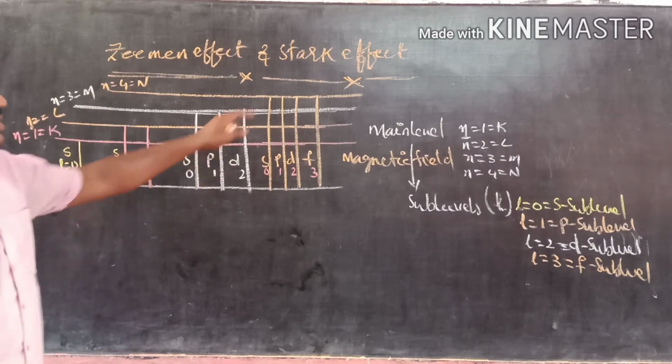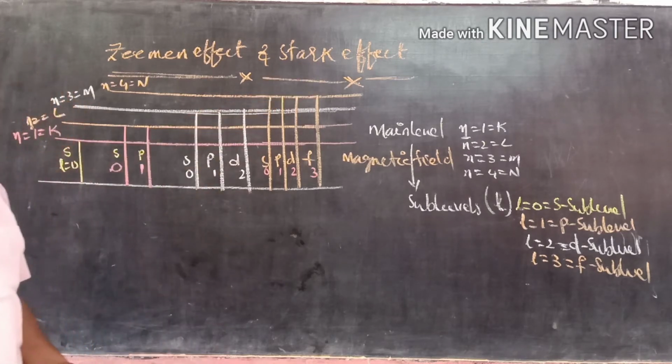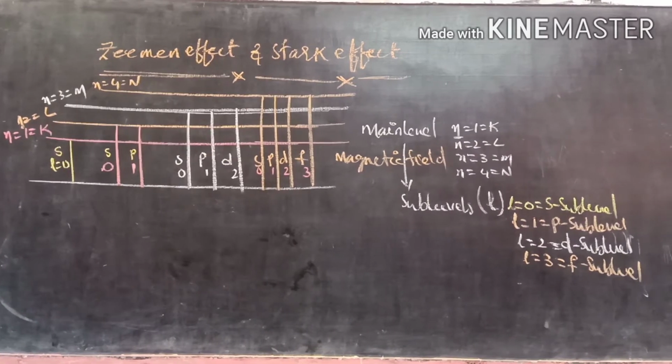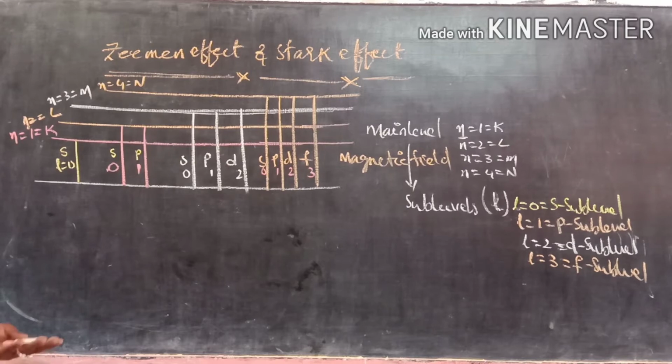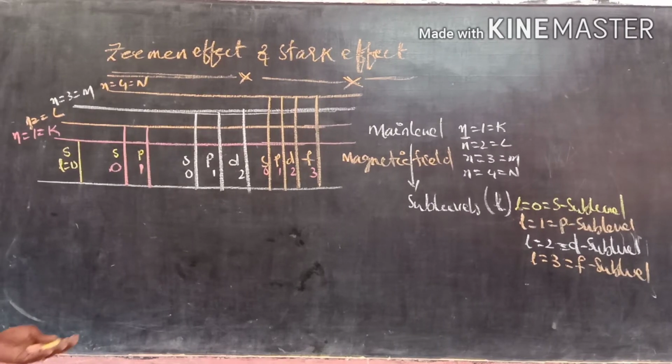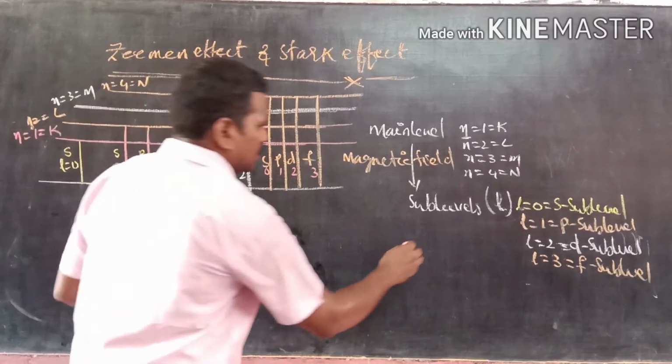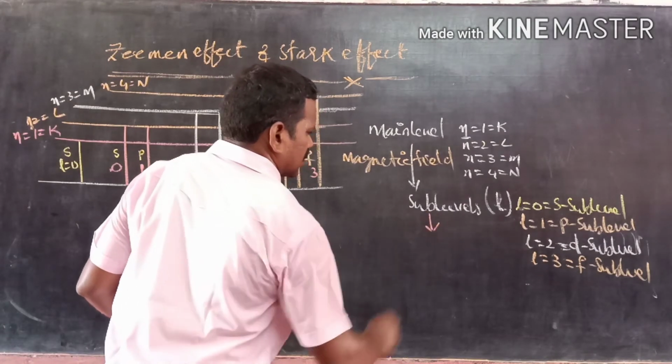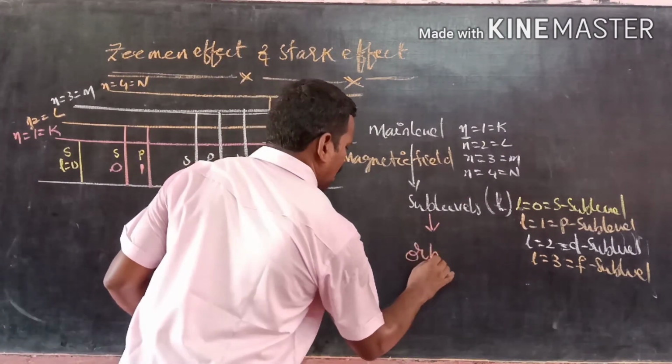Now we are going to discuss the Stark effect. The Stark effect is nothing but observing the structure of an atom in the presence of an electric field. Now we will see what happens in the electric field. In the electric field, these sublevels are divided into orbitals.